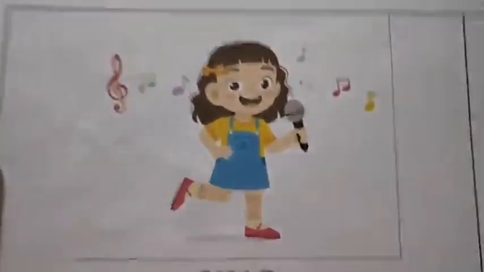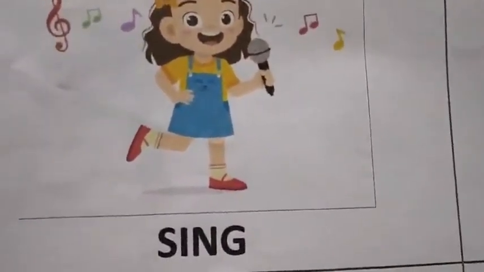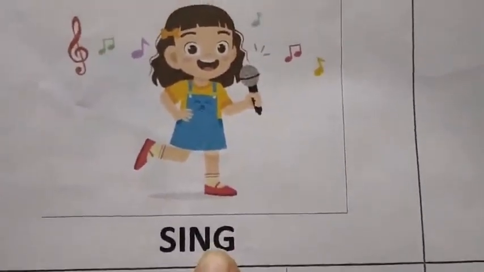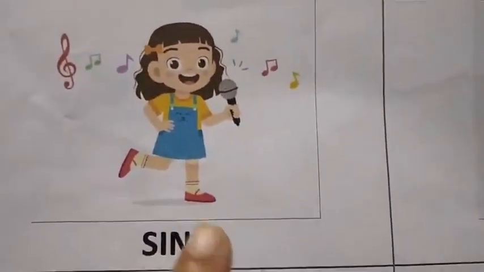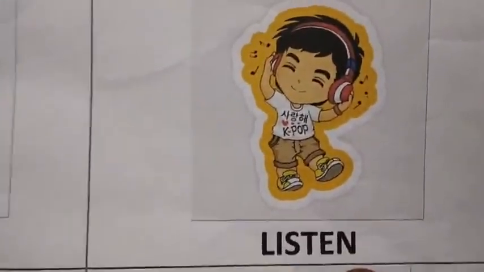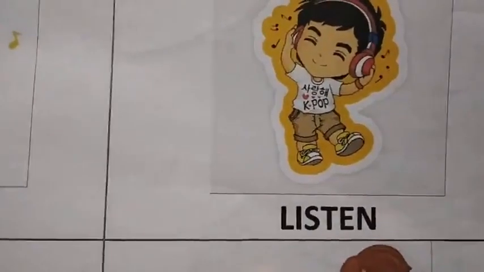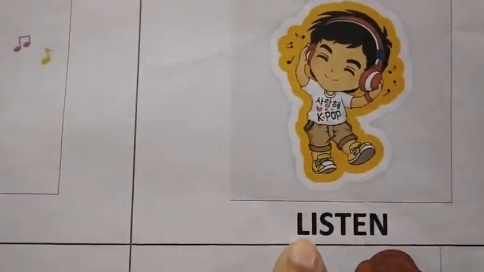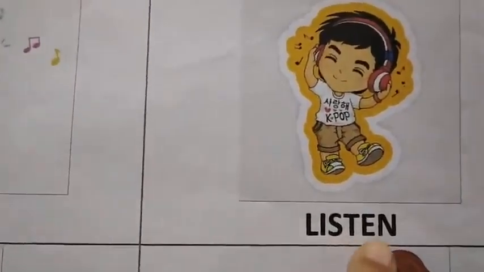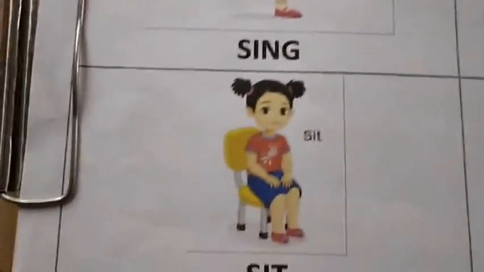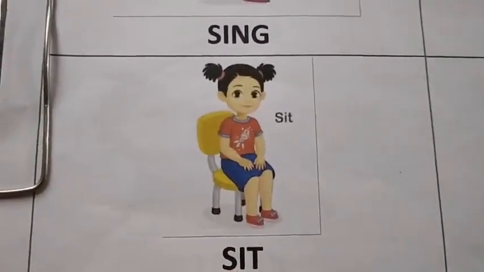In the next picture, what is the girl doing? She's singing. So here she's performing some action and the verb is sing. S-I-N-G, sing. In the next picture, what is the boy doing? He's listening to music. So here the verb is listen. L-I-S-T-E-N, listen.